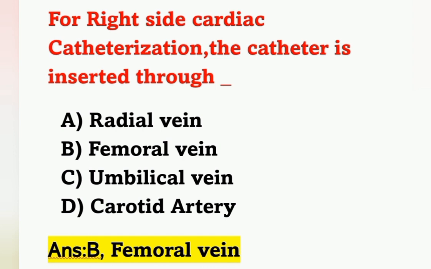Through the vein, the catheter is inserted, the femoral vein, and it goes to the right atrium, the right ventricle and into the pulmonary artery. So we can measure the pressure within the atrium, ventricles and the pulmonary artery.